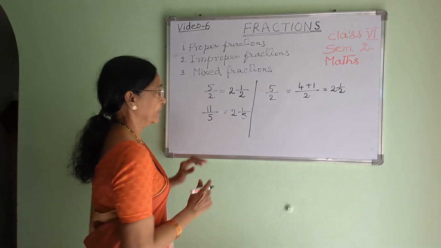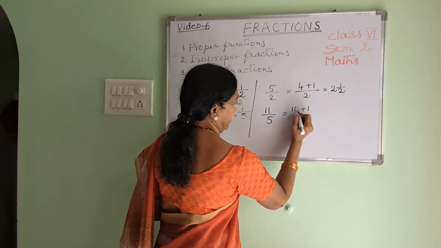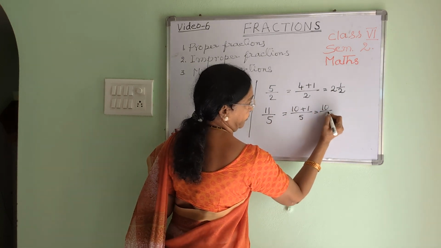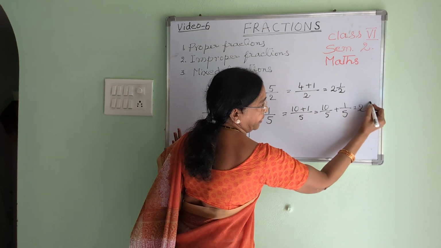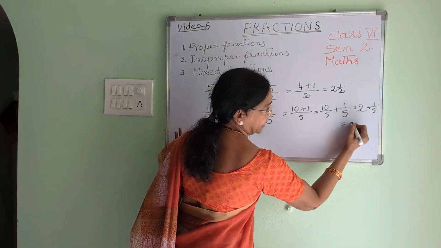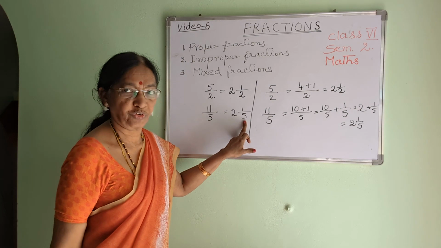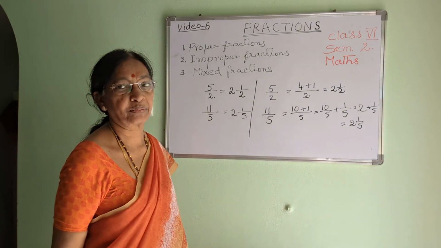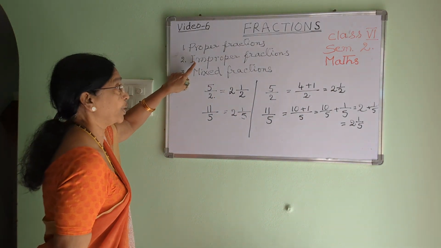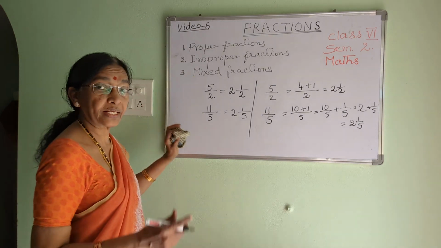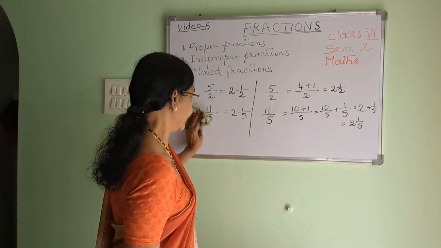So 2 and a half. Similarly, 11 by 5 can be written as 10 plus 1 by 5. That is equal to 10 by 5 plus 1 by 5. 10 by 5 is equal to 2, so 2 plus 1 by 5 is written as 2 1 by 5. Here also it is 2 1 by 5. This is one method and this is another method. In any method we get the same answer. So this is the conversion of an improper fraction into a mixed fraction. Similarly, in the reverse way, we can convert a mixed fraction into an improper fraction. That also we will see.